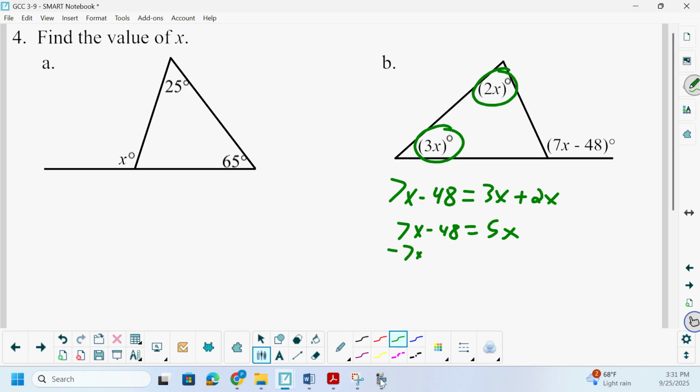I'm going to subtract the 7x over. We'll get negative 48 equals negative 2x. And we'll divide by negative 2 and we get 24 for x. Now if we recheck the question in the directions, x is all they wanted us to find. Sometimes they will want us to sub back in to find a specific angle or specific segment, depending what we're working with. But in this case, we just wanted to find x, so we're in good shape.